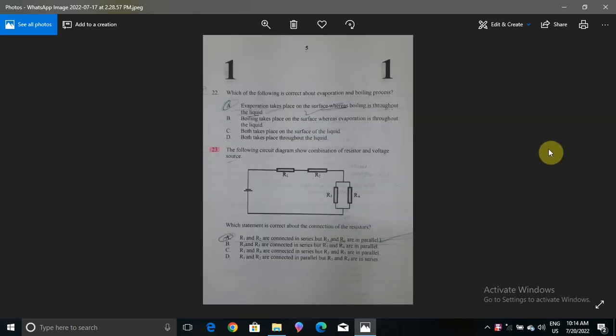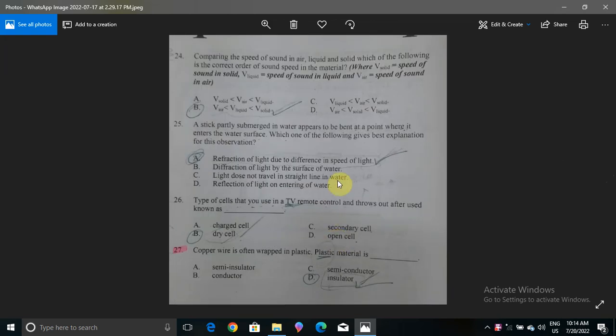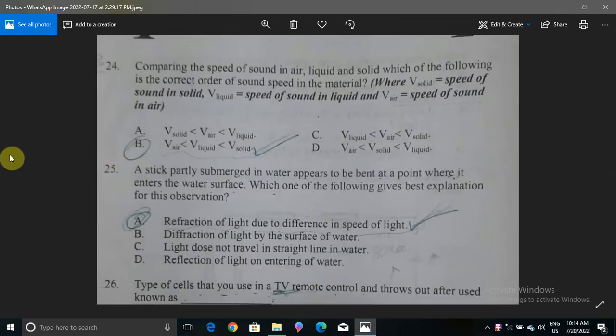Okay, now in question number 24, comparing the speed of sound in air, liquid and solid, which of the following is the correct order of sound speed in the material, where V solid is the speed of sound in solid, V liquid is the speed of sound in liquid, and V air is the speed of sound in air? How will it be arranged? Of course, it will be air less than liquid and liquid less than solid.